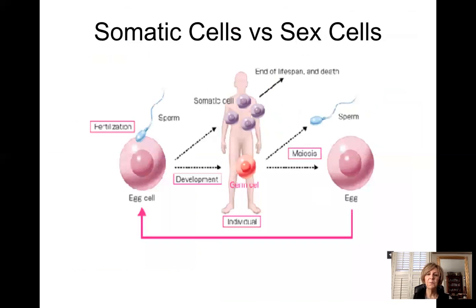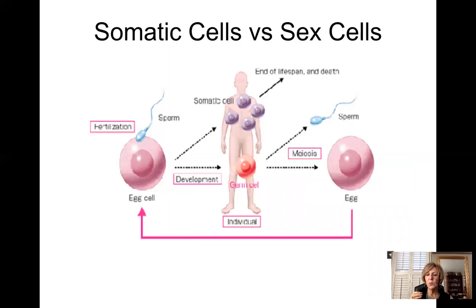So we need to talk about the difference between somatic cells and sex cells. Somatic cells are just body cells, the regular run-of-the-mill body cells. You know, your skin cells, your hair cells, your heart cells, your kidney cells. They're just body cells. But sex cells are going to be either egg or sperm. And they are very special because they only have half the genetic material.